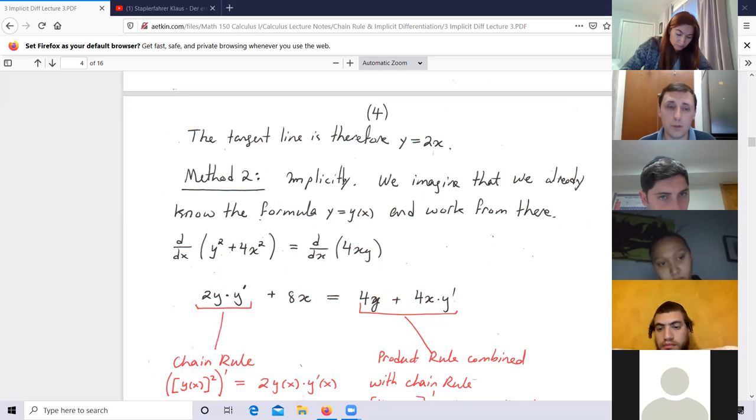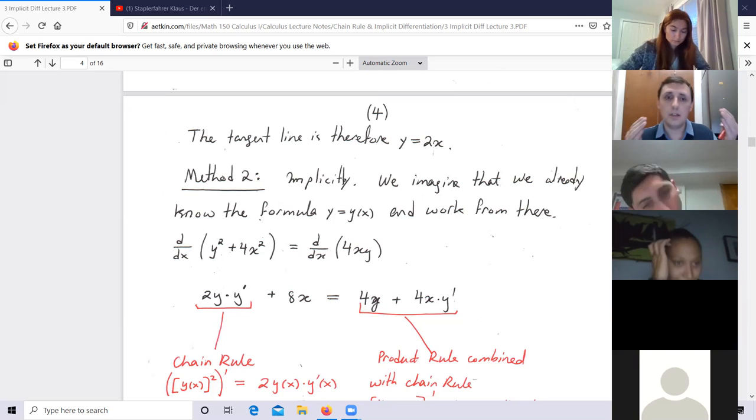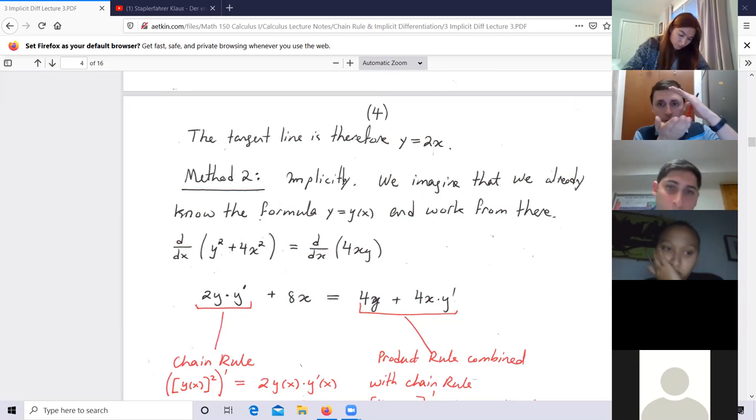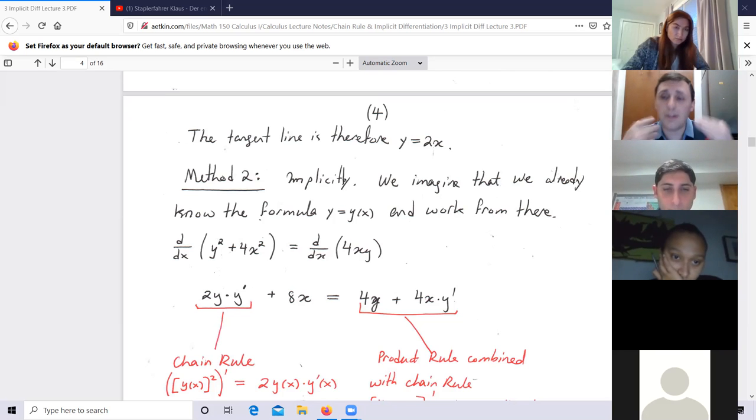Very important, guys. Do you understand what I'm doing here? Why do I have the prime over y? In the first method, it was revealed. The first method told me to find a formula, y is replaced by a formula involving only x's. But if I did not carry that step, then I can only say y prime, nothing more. Good?